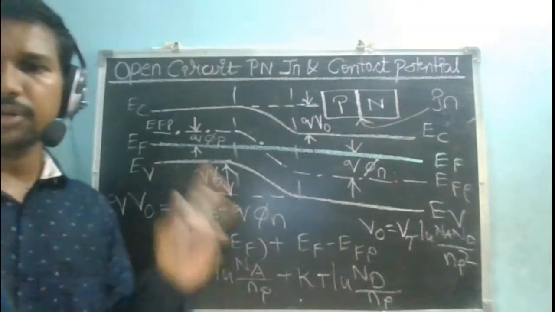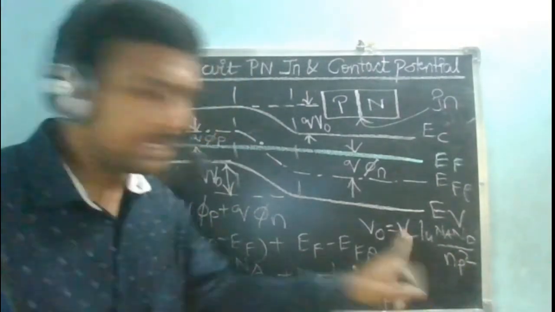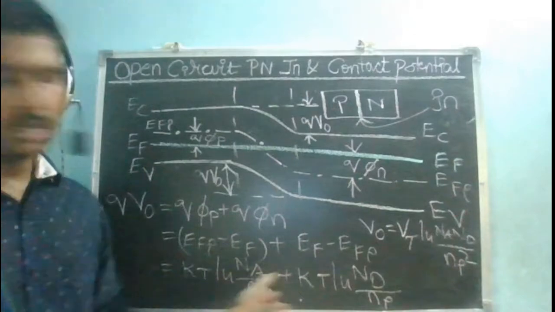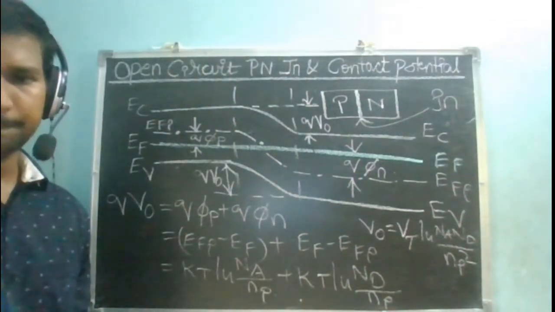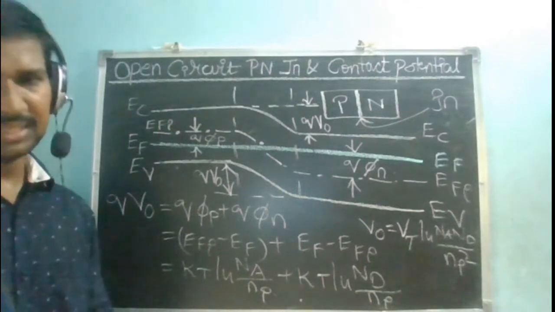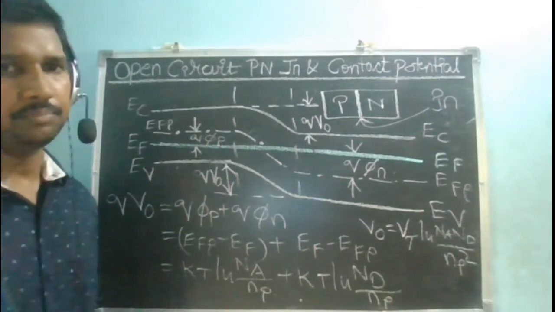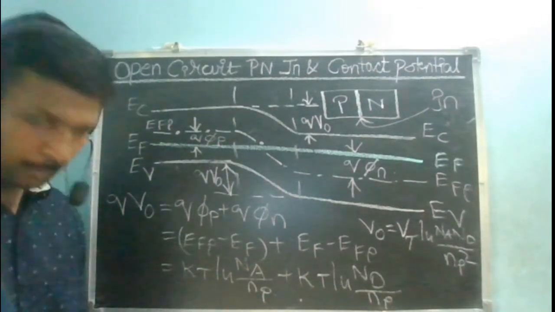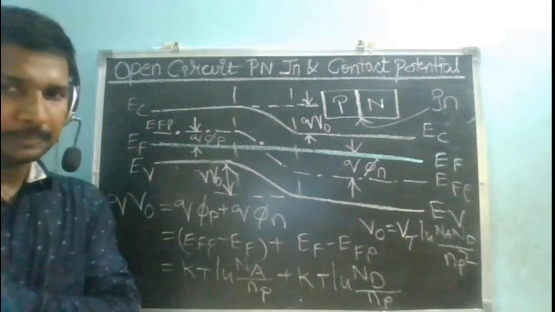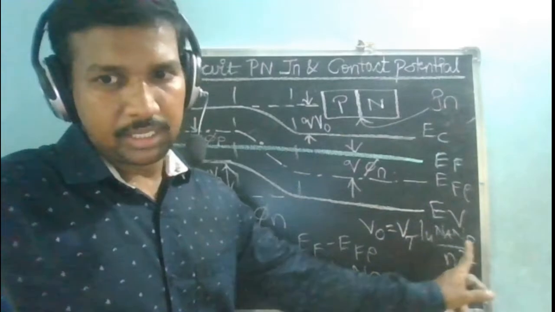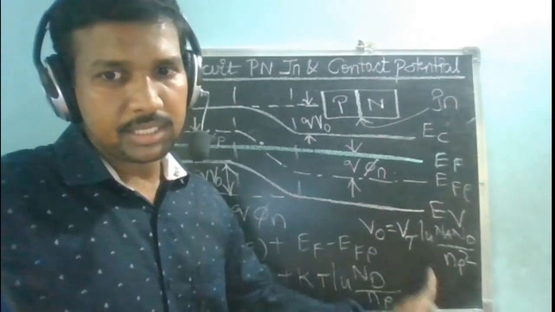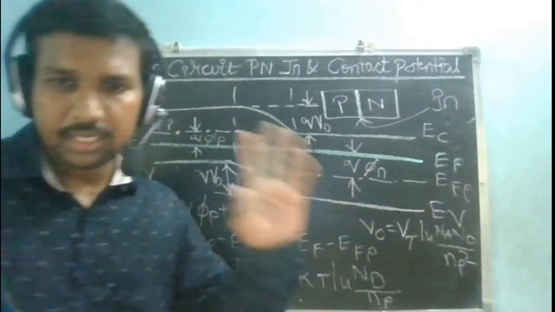Ni is constant for a given semiconductor. Vt at room temperature is constant. So is your V naught not constant? Yes or no? Yes, sir. So if Na is fixed, Nd is fixed, Ni is constant and Vt is constant, then your V naught is fixed.